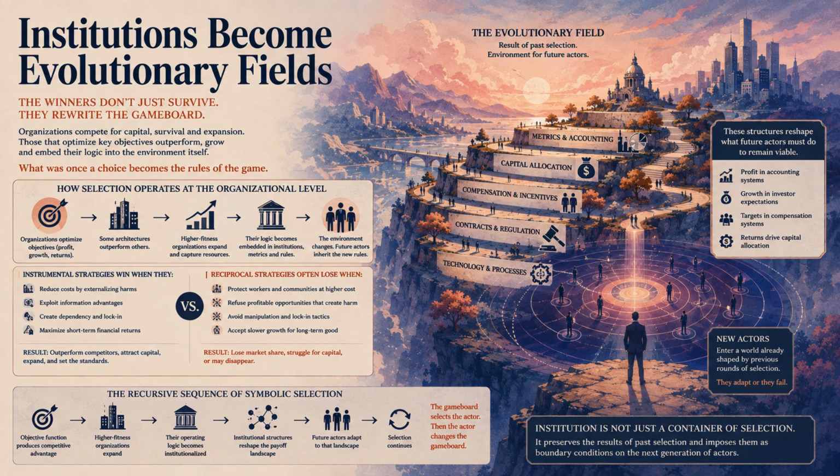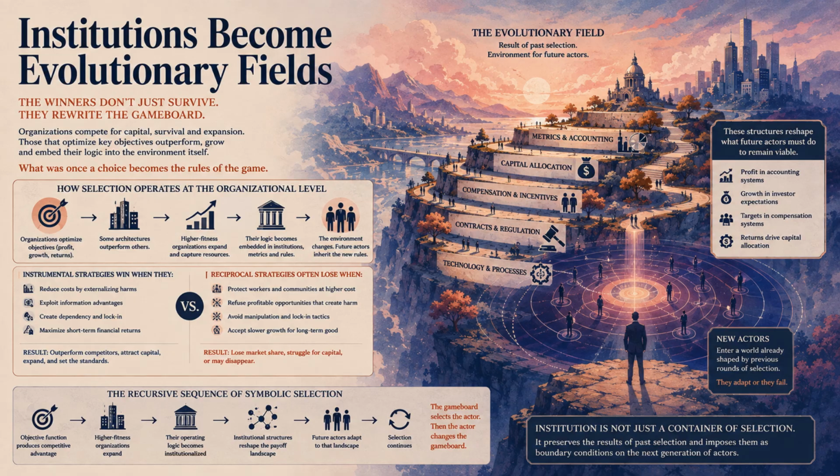Some organizational architectures generate higher measured returns than others. Those organizations expand, attract capital, acquire competitors through M&A. They reproduce their operating logic. Organizations that systematically accept costs their competitors externalize may actually be punished by the game board. And I talk about this in great detail in my book and my essays, and I'm trying to keep this as short as possible because there's so much to unpack.